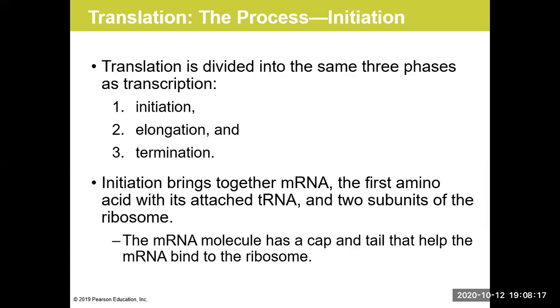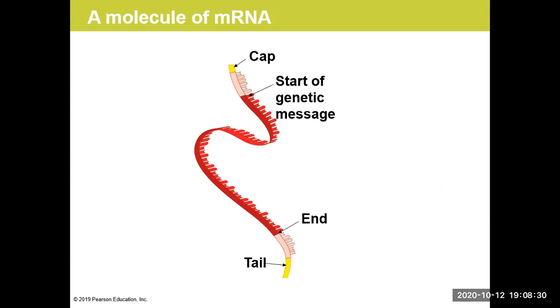Initiation involves bringing together the mRNA, the first amino acid with its tRNA, and the two subunits of the ribosome. The mRNA molecule has the cap and the tail that would help the mRNA bind to the ribosome. This is a molecule of mRNA.